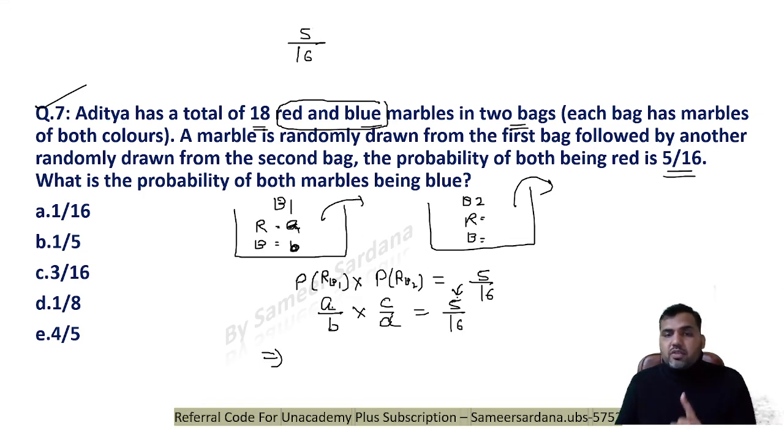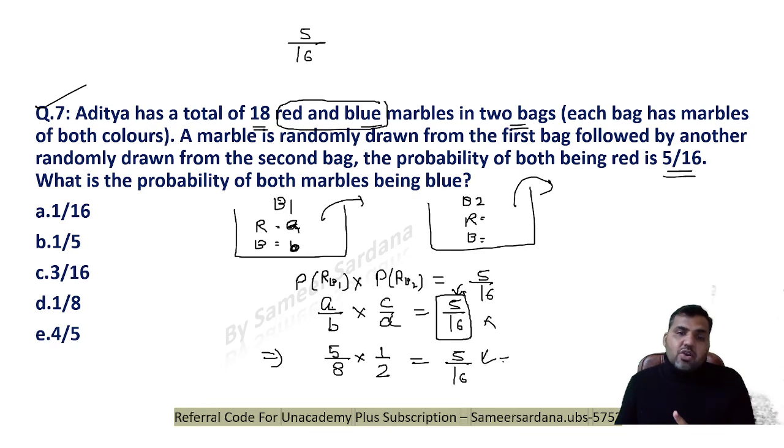So the two fractions being multiplied are giving me a value of 5 by 16. The possibility is that one of the fractions is 5 by 8 and the other fraction is 1 upon 2. Only then can you make 5 by 16. There is no other possible case, right? There is no other possible case. When two fractions being multiplied are equal to 5 by 16, there is no other case.